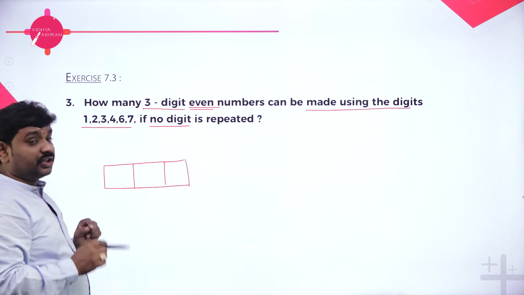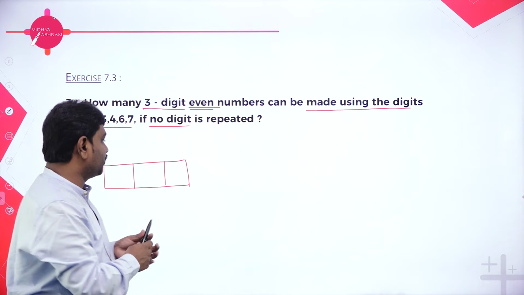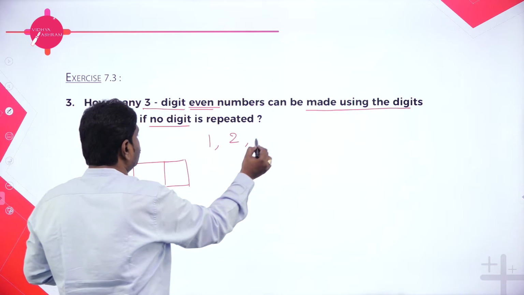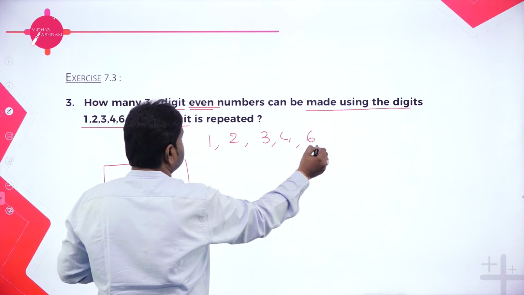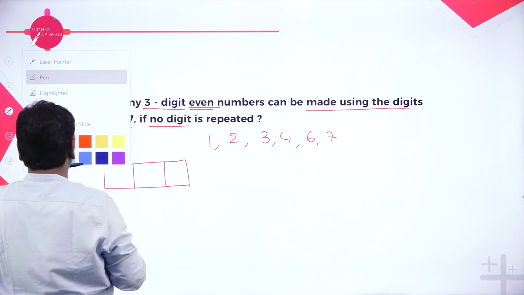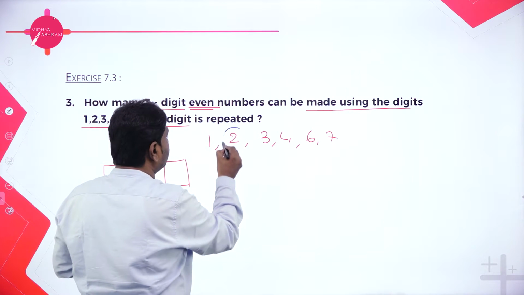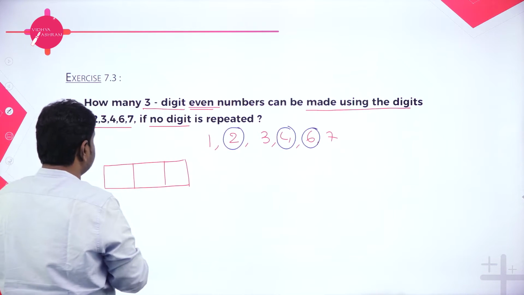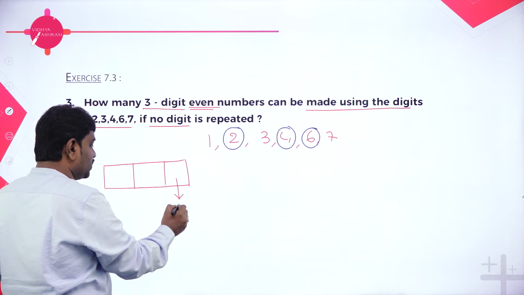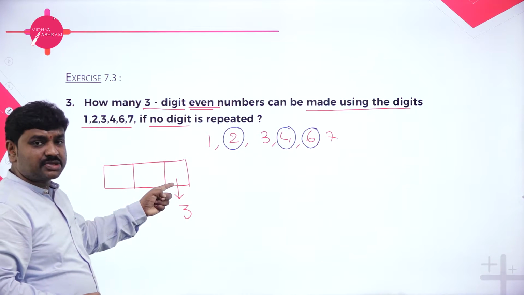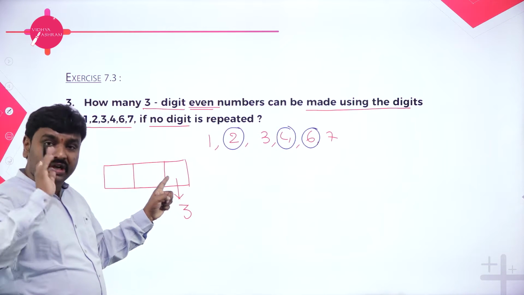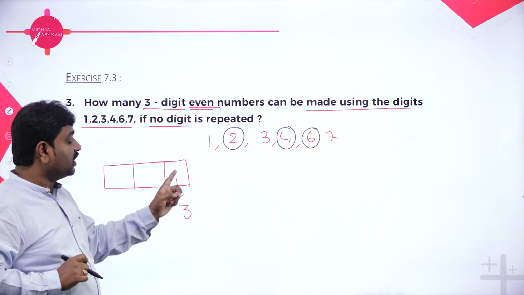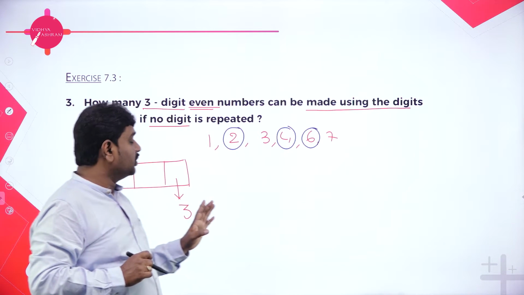Even number means, see, if they mention even number, first you fill the units place, this place. So out of the digits they gave, 1, 2, 3, 4, 6, 7, the units place you can fill only with an even number. You can fill 2, 4, 6. So this units place box can be filled in only 3 ways. Why? Because if you want an even number, the number should end with an even number. A 3-digit even number is possible if it ends with an even number. It means out of the given numbers, 2, 4, 6 you can fill.